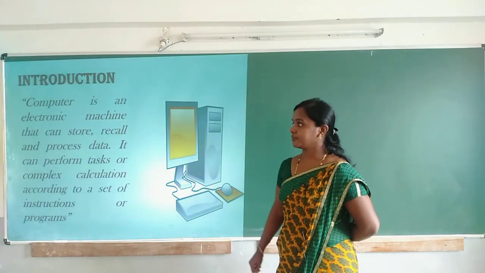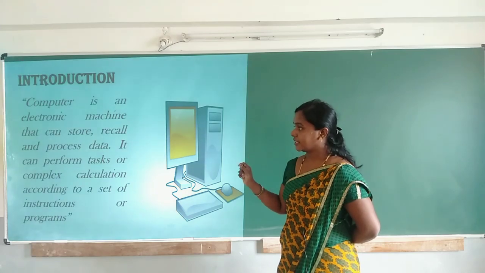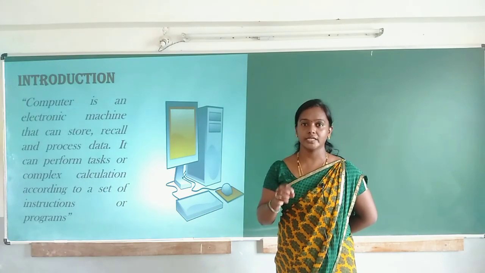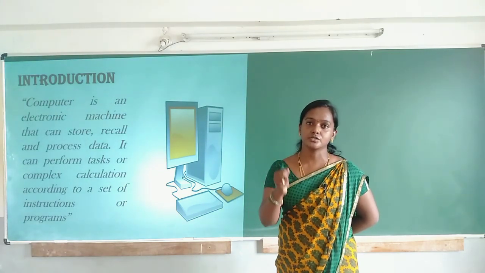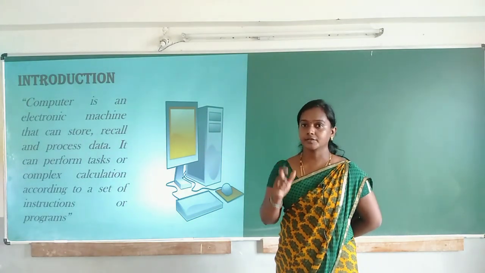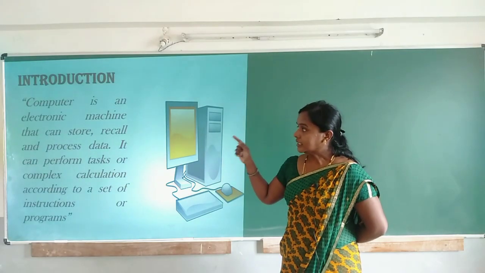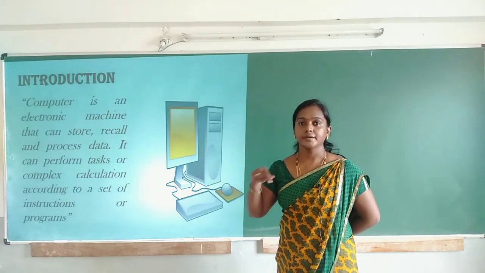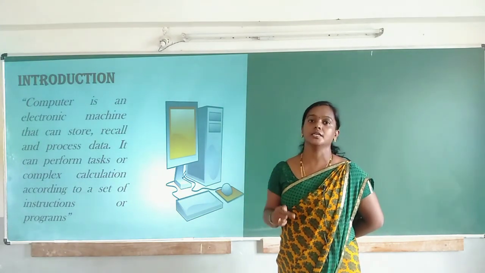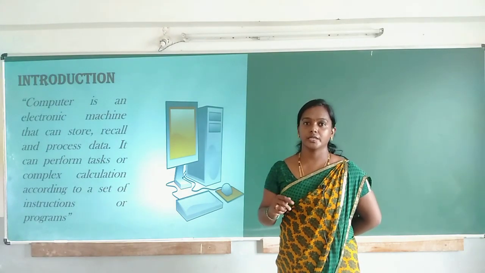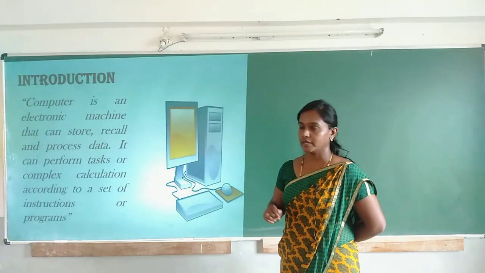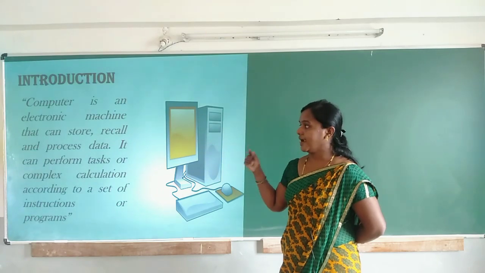A computer is an electronic machine that can store, recall and process data. That means a computer is an electronic device. What is a device? A device receives some input and gives some output. The computer is an electronic machine which receives input from the user, processes that input and gives the output. Another use of the computer is that we can store data in it.